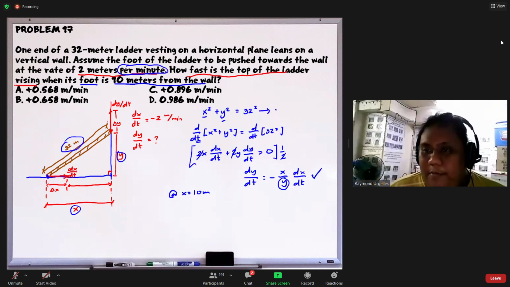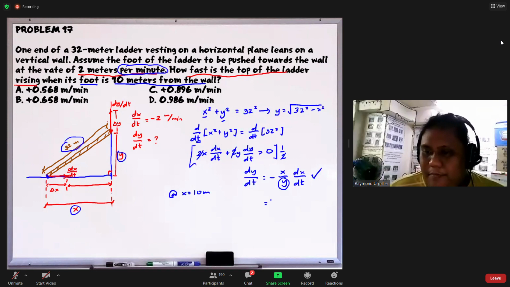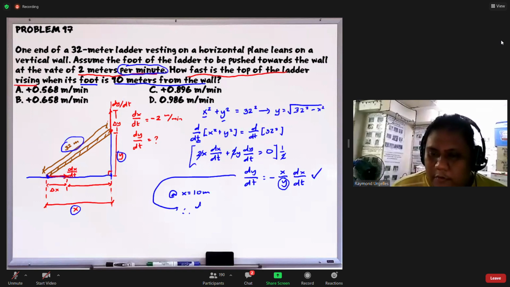Saan natin ito masasolve? Dito. Kasi from here, y can be written as square root of 32 squared minus x squared. So palitan lang natin yung y dito. Okay? So diretso ko na dito. Therefore, dy/dt will be equal to, again, negative x over square root of 32 squared minus x squared, multiplied by dx/dt.